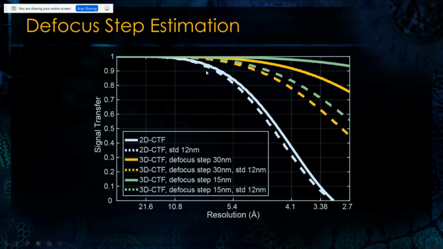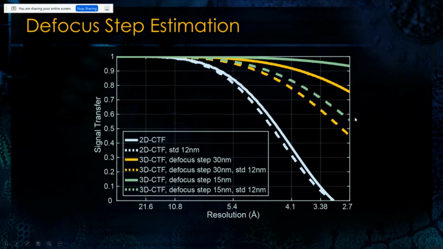and simulated 2D CTF correction, and we would find that if the estimation were precise, that would be this full line, and the dashed line would be with the CTF estimation having some error with a standard deviation of 12 nanometers. We would find that we have a resolution somewhere here, which corresponds to roughly a signal transfer of 0.4, so 40% of the signal was necessary to go through to get to this resolution.